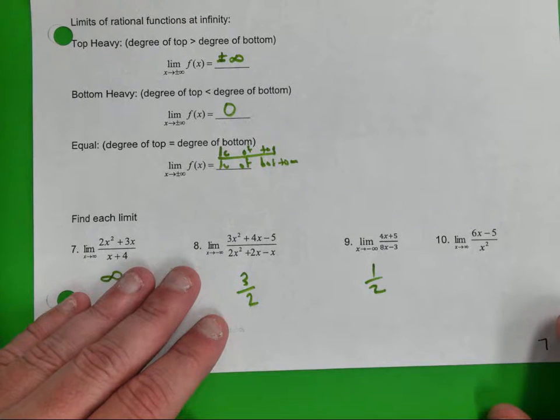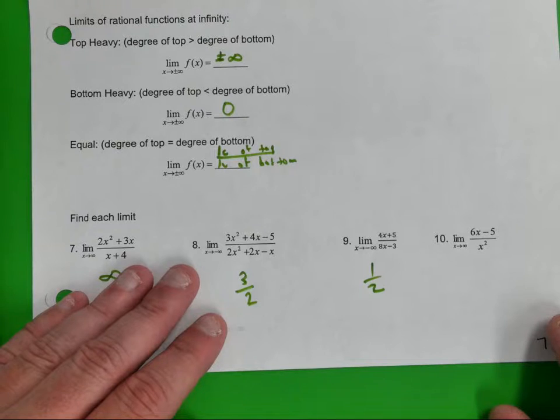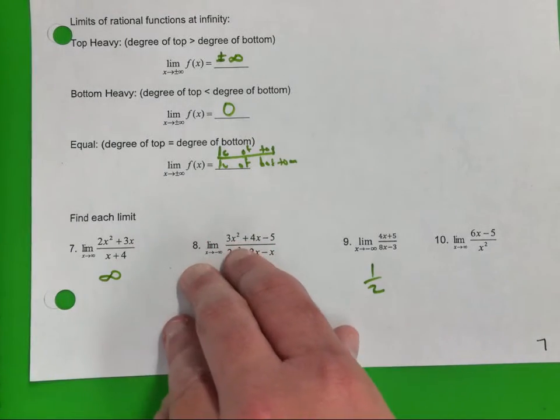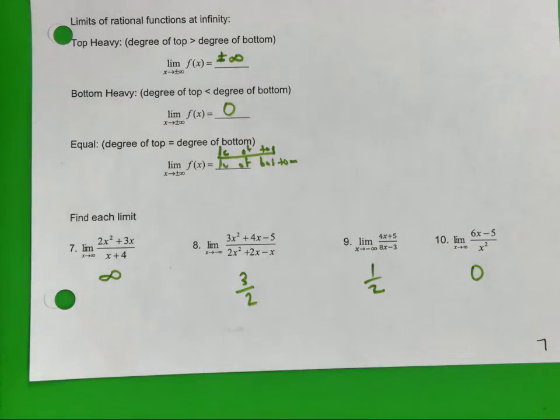All right, number 10. What's my highest degree in the numerator? 1. Very good. My highest degree in the denominator? 2. So it's top heavy or bottom heavy? So when it's bottom heavy, what's your answer? Here's your answer. That is our learning target for the day: I can determine limits at infinity.